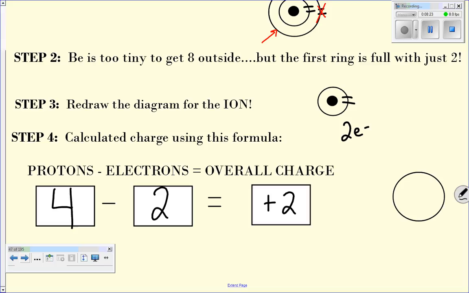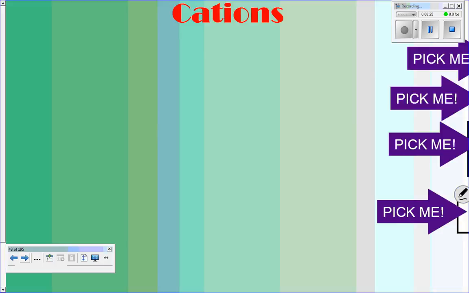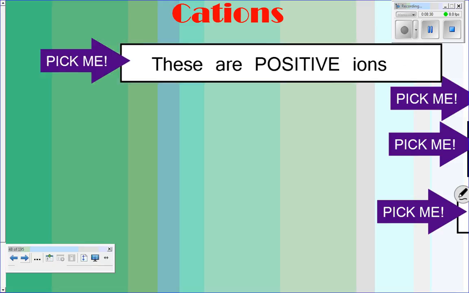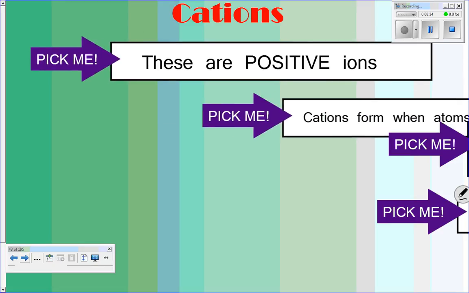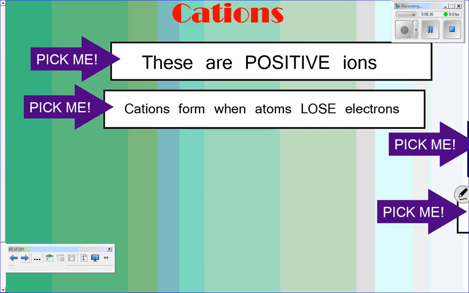So we just talked about our cations. Cations, again, as I've told you, are positive ions. They form when electrons are lost. And that can be very weird. How am I positive if I lost something? Remember, you lost something negative. When you subtract the negative, you get a positive.